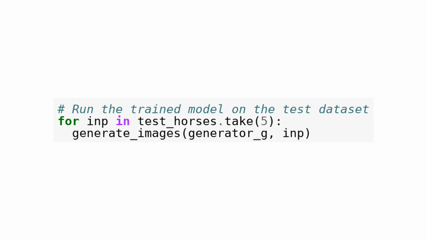This section of the code runs the trained model on the test dataset to generate some example images. It takes the first 5 images from the test set, which consist of horse images, and passes each one through the generator network. The function generate_images is called with the generator and the input image, producing a transformed image that can be visualized or saved. This process allows us to see how well the model has learned to convert horse images into the target domain, providing a quick qualitative assessment of its performance on unseen data.